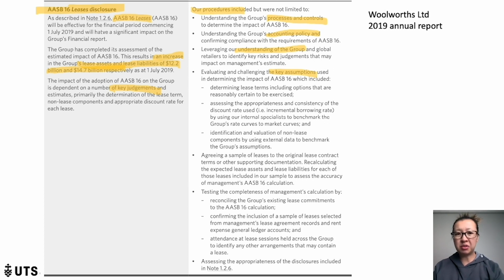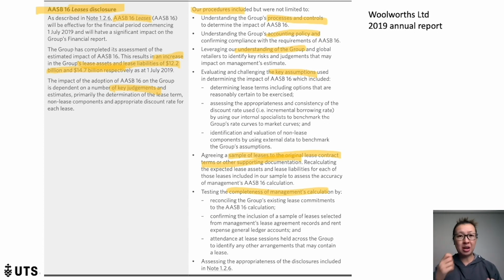Here, this is a bit of a different one compared to the previous one. They looked at a sample of leases and the original contract terms or other supporting documents. They looked at the completeness of the calculation by recalculating. So here, if you're a student, this is also a really great place to gather information about how we might gather evidence on different parts of the accounts, different risks, by looking at what the auditors are actually telling us that they're doing. So this is a lot more transparency.